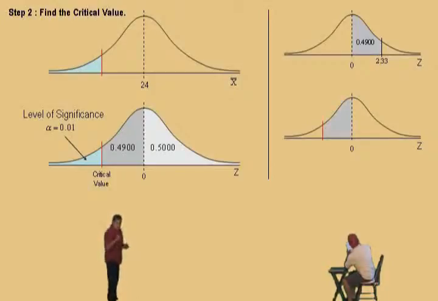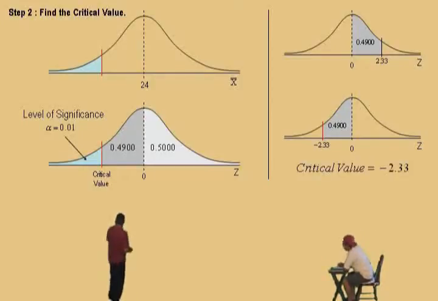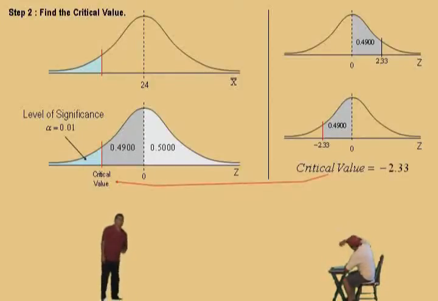So, by symmetry, if the area to the right of 0 is 0.4900, the z value is 2.33. When you go to the left of 0 and the area is 0.4900, obviously that z value should be what, Charlie? Negative 2.33, by symmetry. And that is our critical value. So notice that critical value is right there. That completes step 2.